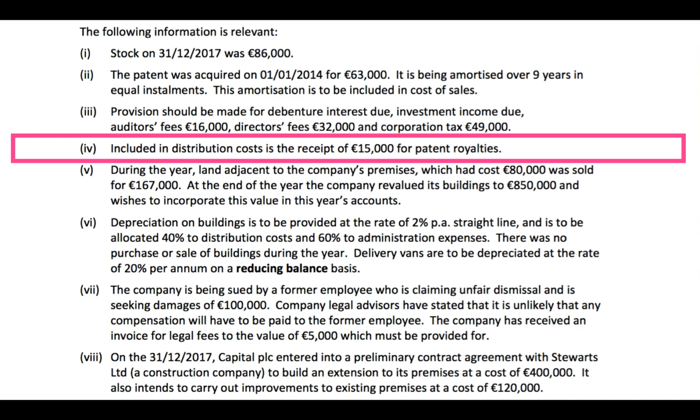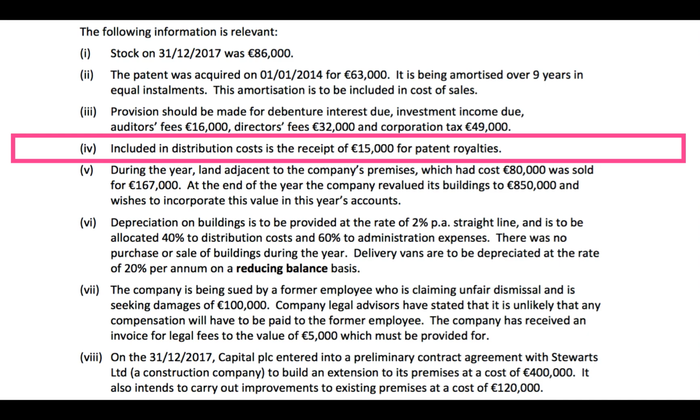Now, in our distribution costs, if you could change the colour of your pen, write in patent royalties is an income. What side do we put incomes on? We put them on the credit side, on the opposite side. So incomes are credited, expenses are debited. If you put an income into an expense account, that is doing the completely wrong thing, okay? An income needs to go into an income account. It needs to go into its own account.